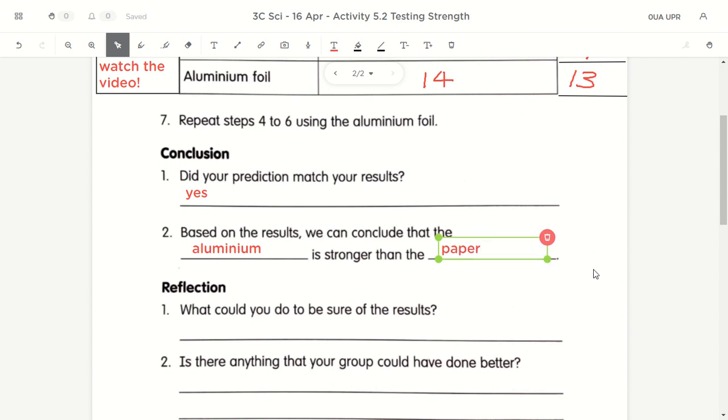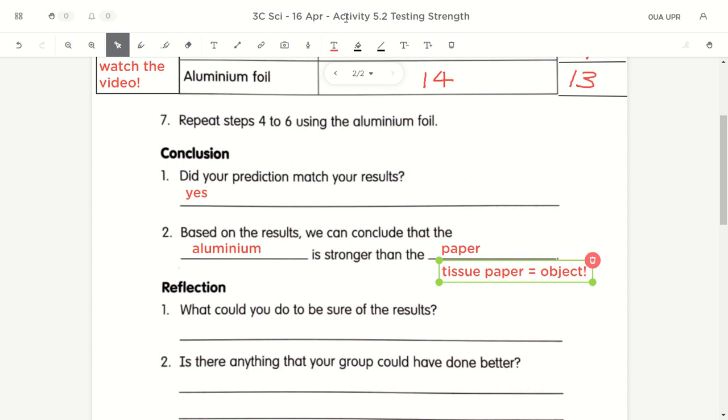Okay, because the aim of the experiment is about which material is stronger. So aluminium is stronger than paper. If you put aluminium foil and tissue paper, remember tissue paper is not a material, tissue paper is an object. So we are not testing the object, we are testing the material. Right, so if you have written up tissue paper, it is not exactly correct. Okay, because we are testing the material per se. So the material is paper, and tissue paper is the object.